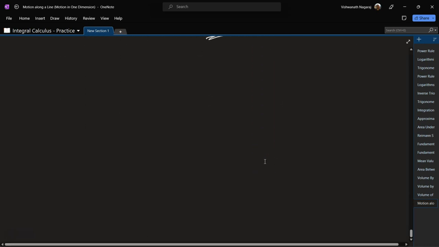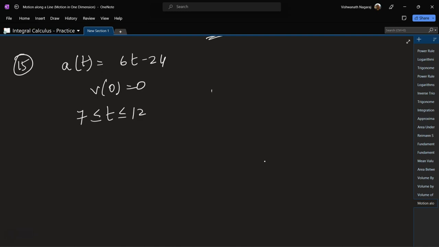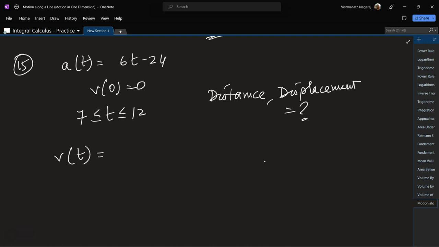Okay, so now let's look at the 15th one. A of t is equal to 60 minus 24. V of 0 equal to 0. And the time interval is 7 to 12. And again, we have to figure out the distance and displacement. Okay, so in either case, we have to figure out V of t.